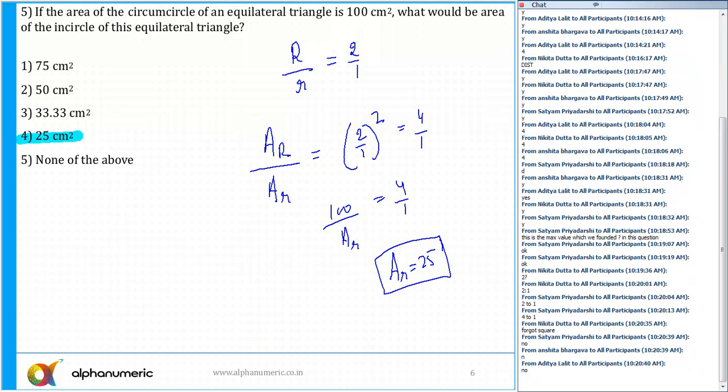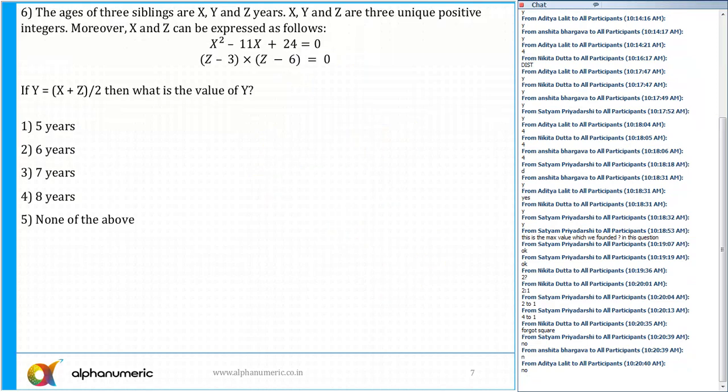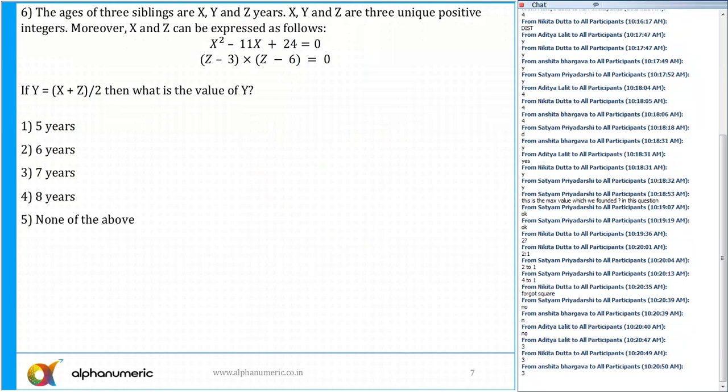Okay. Sixth. What is the answer for question number 6? Please tell me. Yes. So again an easy one. When I was solving this, I didn't find any question in which you can get stuck. Mostly, if you pick any question, you will be able to solve it. Now, the roots of the first equation. It says x, y, z are 3 unique numbers.